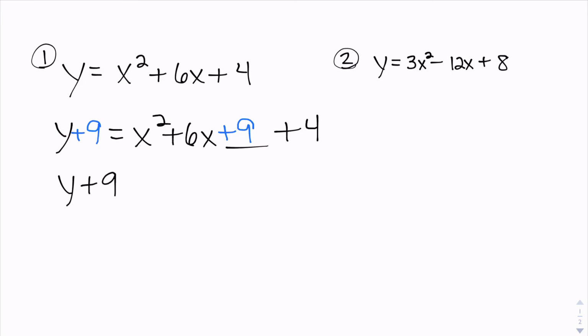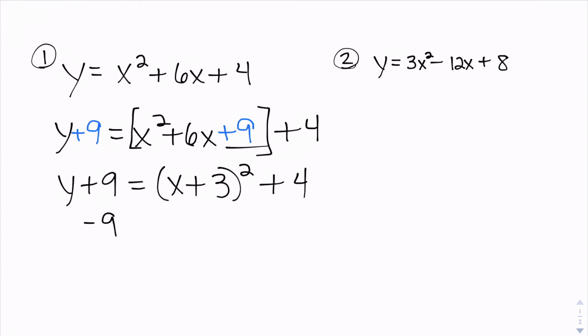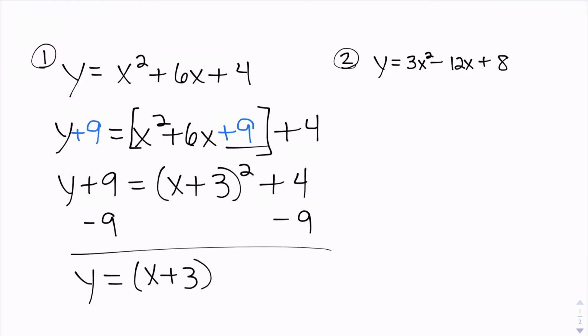We have y plus 9 is equal to, and then our x squared plus 6x plus 9 becomes our trinomial that we can write as x plus 3 squared, and then we have that plus 4 afterwards. And then the last thing we need to do is isolate y by subtracting 9. And so we end up with y equals the quantity x plus 3 squared, 4 minus 9 is negative 5, so minus 5. And this is graphing form for our quadratic functions.